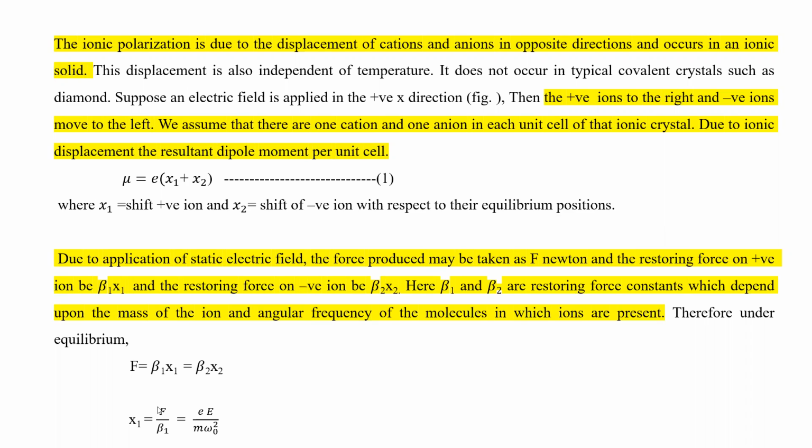Here, F is nothing but an electric force. Beta 1 is a restoring force constant. Therefore, F is connected with the charge and electric field. F is equal to e into E, where capital E denotes the electric field present on the molecule and e is the charge of the atom. Here beta 1 is expressed as m omega naught squared. m is the mass of the positive ion. Omega naught is nothing but the angular frequency of the positive ion.